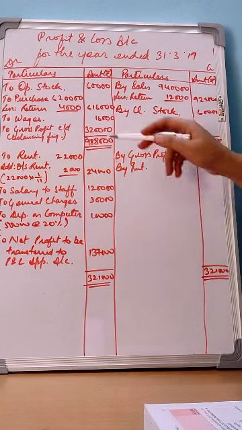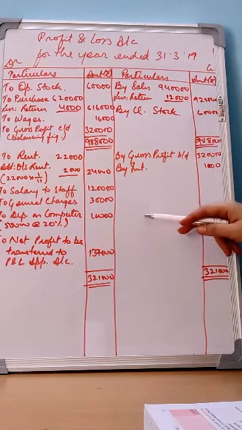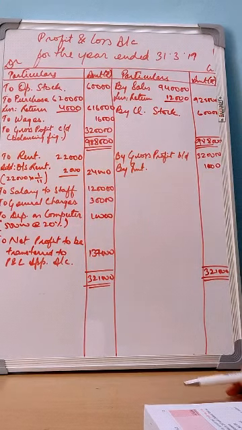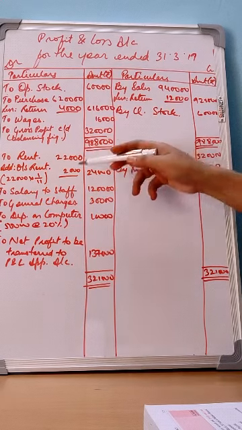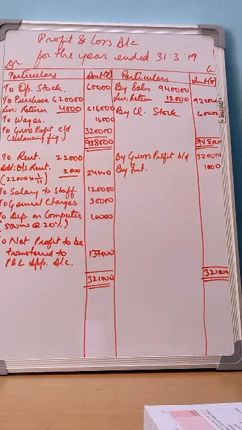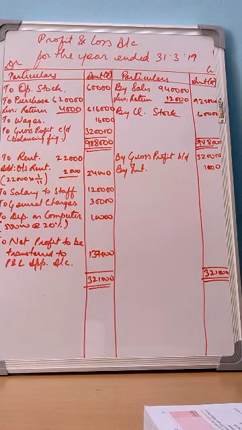Now we will be making the profit and loss account. In this part we will take into account all the indirect expenses and all the indirect income. Let us see what the indirect expenses are. Let us read out the items that were there on the debit side and the credit side in the trial balance.